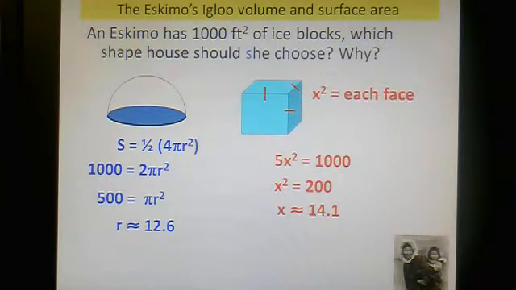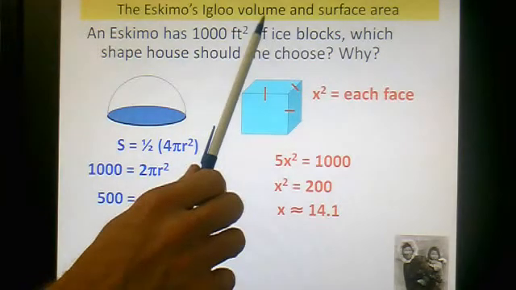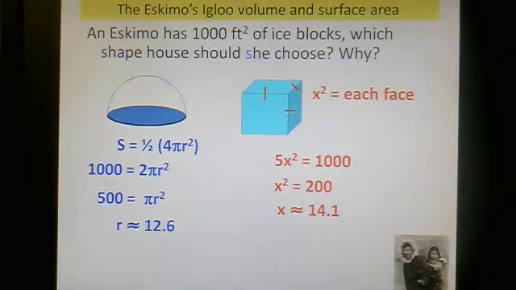Now, looking at these, you'd say, well, this is a taller house, and this is a shorter house. Maybe this one's going to be bigger. The idea is, I'm putting it up here, I want you to compare the volumes now. You have this same amount of material to build with. Which is going to give you more volume?